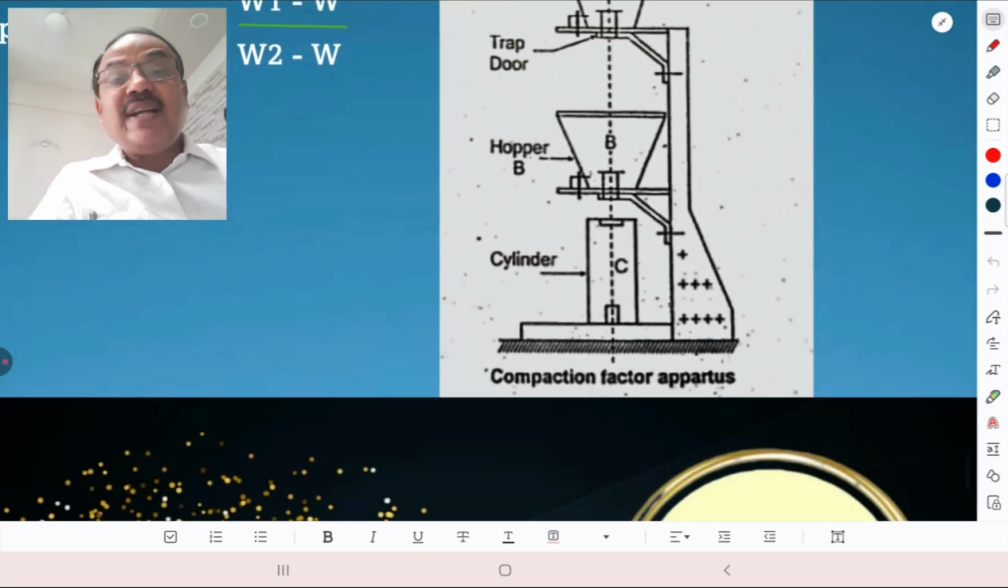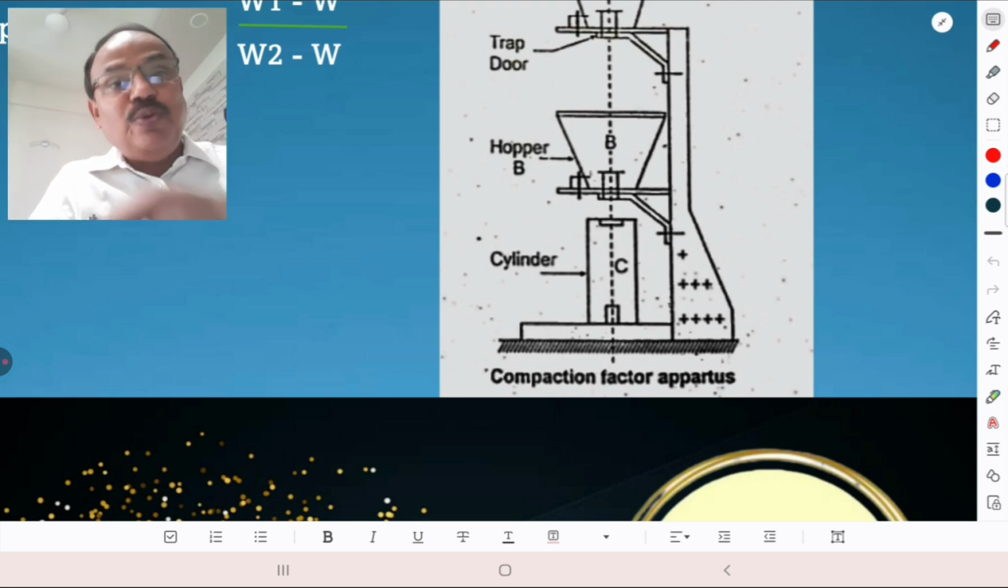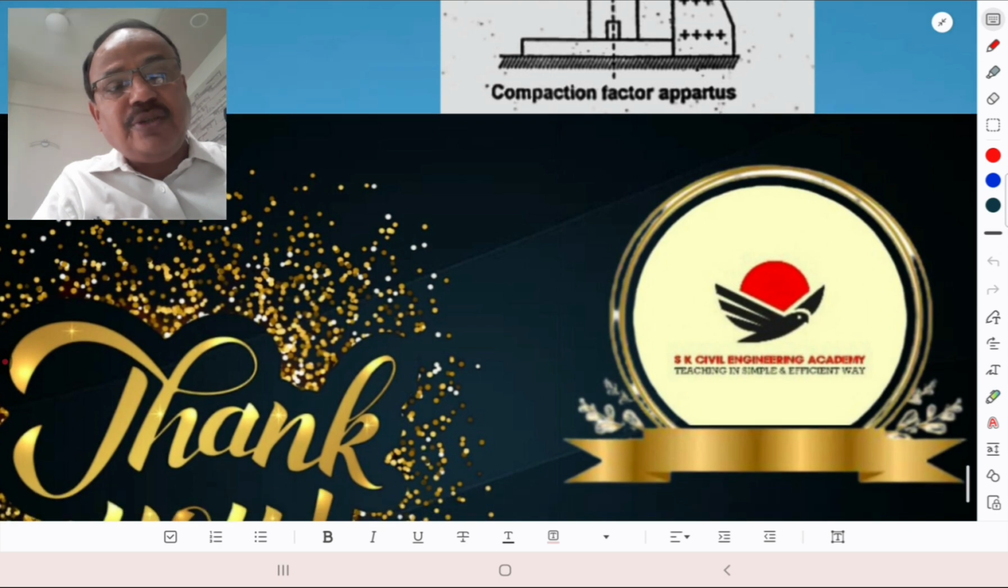So one must remember what is a good compacting factor, whether it is 0.98, 0.95, 0.90, or 0.85. This is the exercise for you people. Okay. I am going to describe all these values in the next lecture or coming lectures. So one must remember all these tests for the examination.